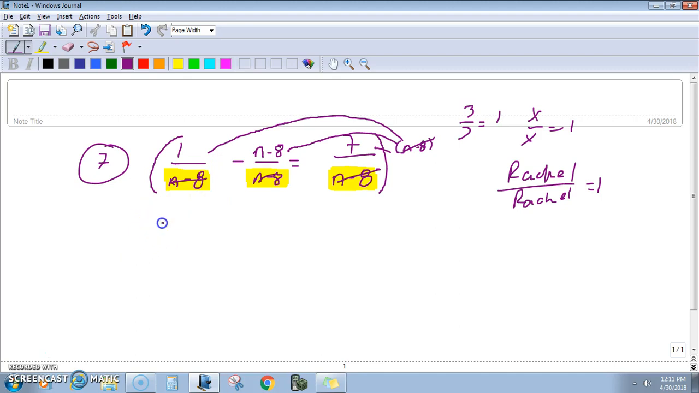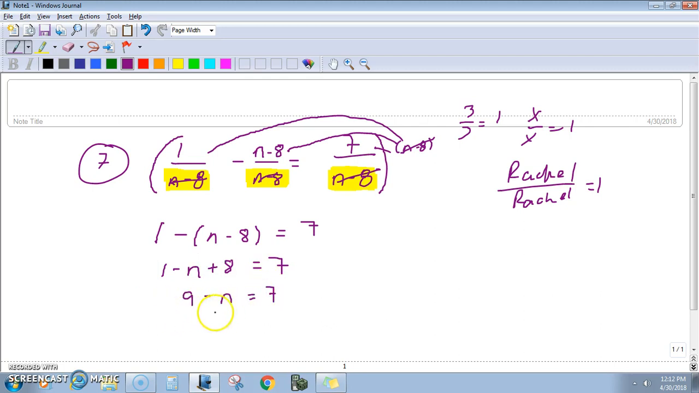Now watch this. Here's the second tricky part. I'm going to have 1 minus, and since I'm subtracting, I have to put n minus 8 in parentheses, because I'm subtracting the n, and I'm also subtracting negative 8, which means I'm technically adding 8, right? Is equal to 7. So now let's distribute that negative. 1 minus n plus 8 equals 7. So 9 minus n, I just combined my like terms, my 1 and my 8, equals 7.